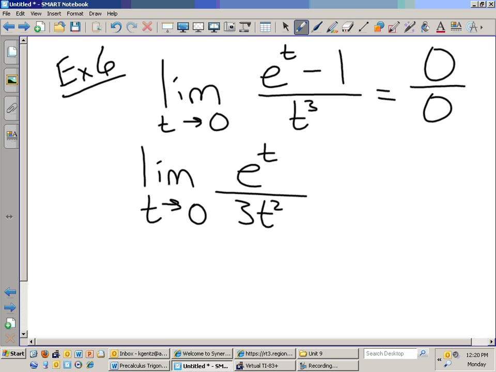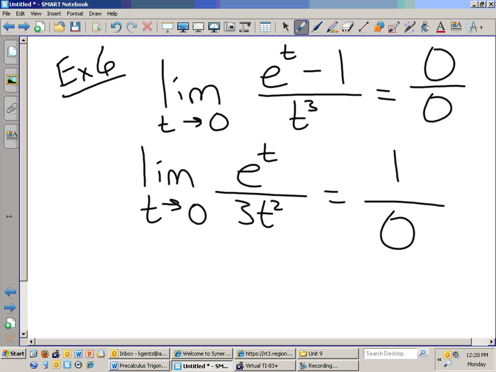Can I plug 0 into the top? What do you get? 1 divided by, what do you get in the denominator? 0. So this is not a situation where we can any longer apply L'Hopital's rule. We know what this is approaching. So because of that, we have to use some other type of understanding.